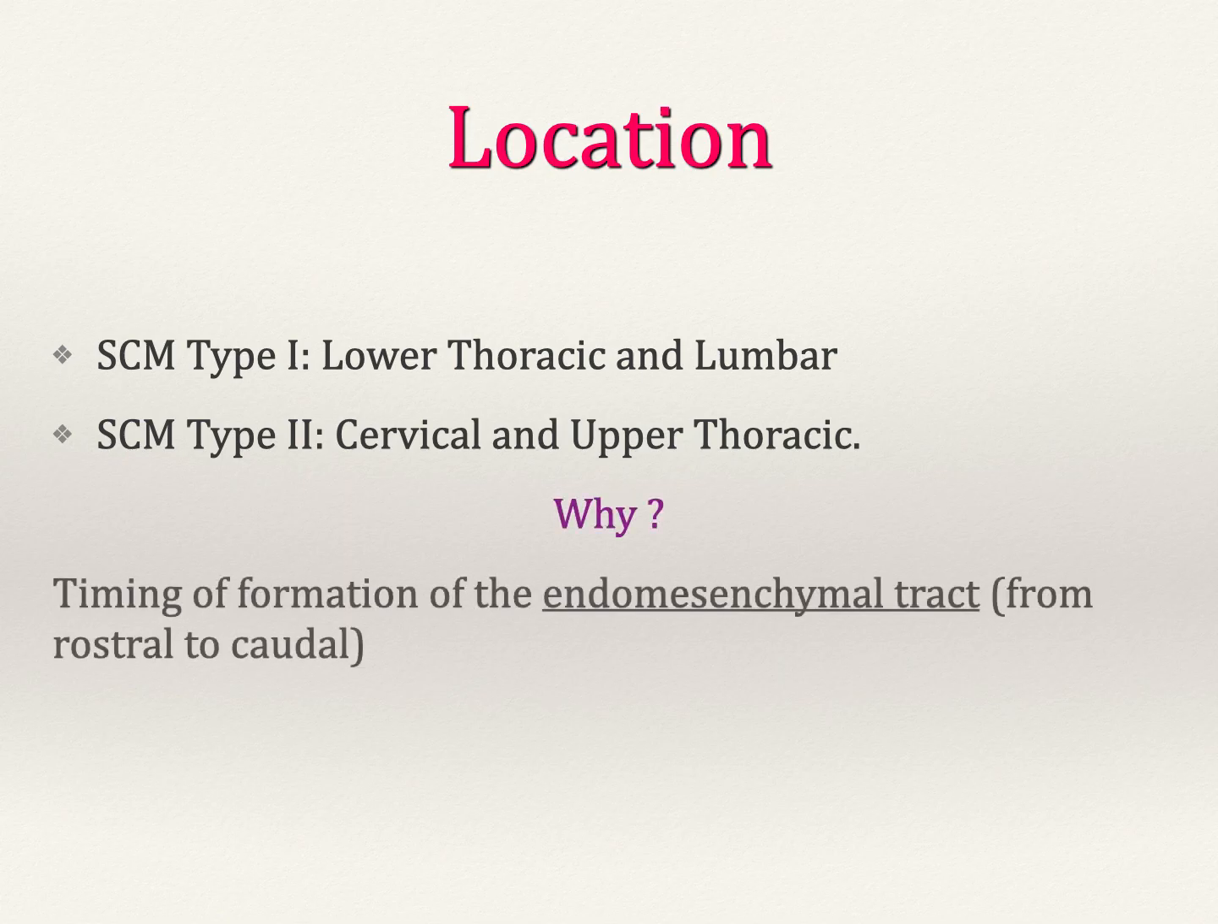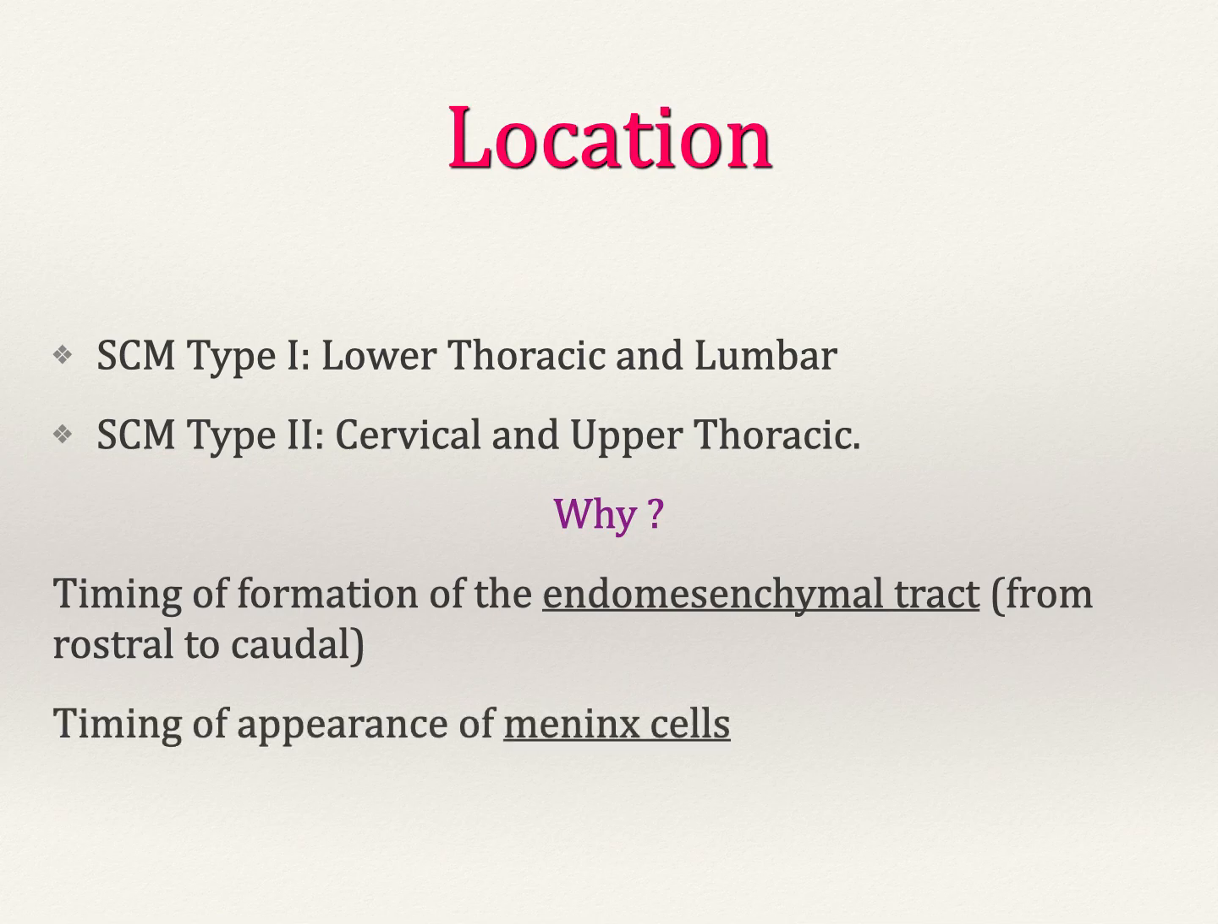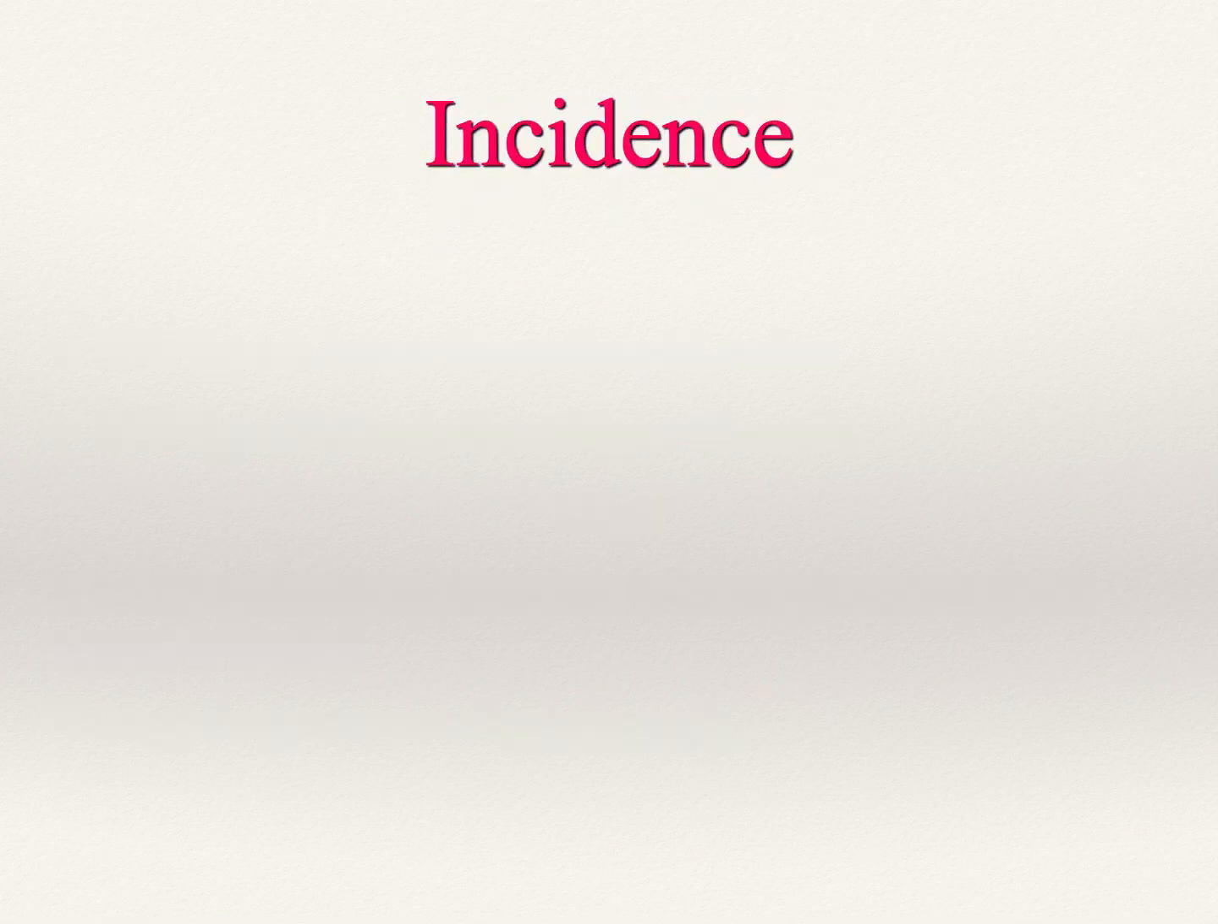The reason why is the timing of formation of the endomesenchymal tract. It starts from the rostral part to the caudal part. In the early stages, the mesenchyme is not really forming the dura and the bony septum, but later on it results in formation of this bony septum and the double dural sleeves, in addition to the appearance of the meningeal cells, which are responsible for the dural formation and the bone formation.